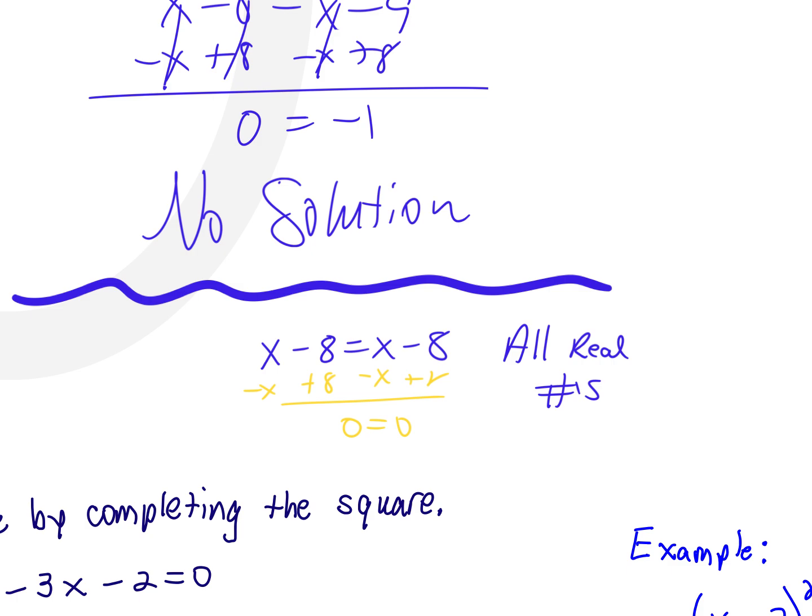It's very important that you guys see the difference between those two answers. You will see stuff like that on the quiz. I'm not saying every version is going to have both or every version is just going to have one, but it's a possibility that you guys will have no solution and or all real numbers. Just pay attention to that.